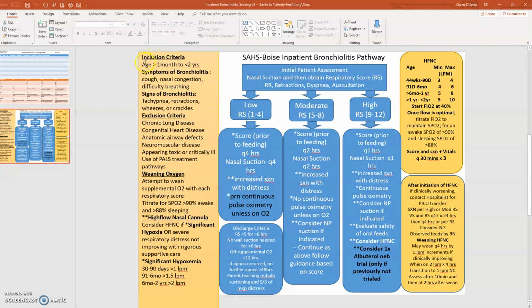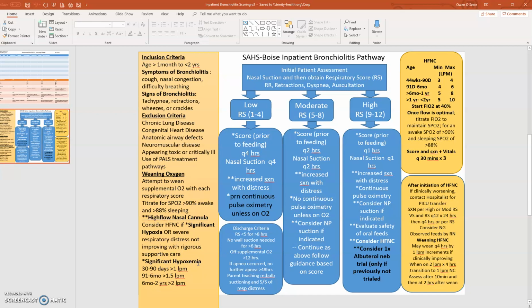Inclusion criteria has not changed. It's still greater than 1 month and less than 2 years. That is clinically what the American Academy of Pediatrics looks at as a patient having bronchiolitis. Symptoms of bronchiolitis, signs of bronchiolitis, and exclusion criteria are listed off to the left here. Weaning oxygen, non-high flow, is listed there, and then the criteria for titration. We have to have an order for this. High flow nasal cannula: consider high flow for significant hypoxemia. What is significant? We've listed it here, and significant hypoxemia is based off of PALS criteria.